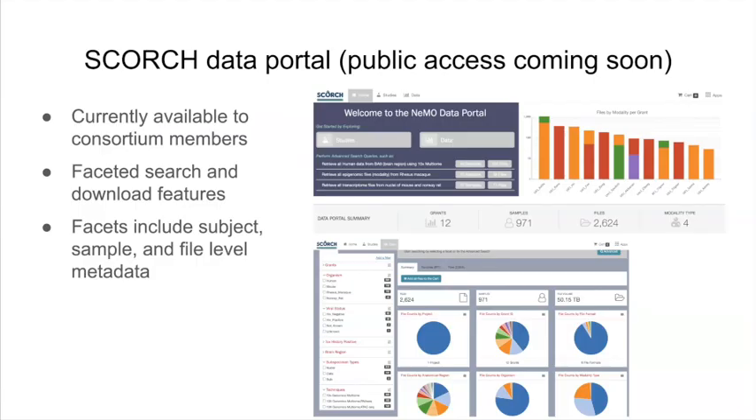Switching gears now, the other way that people can access data at NeMO Scorch is through our data portal. The data portal at the top shows a summary of the current studies that are available at the Scorch portal. Most people should have access to it, but you do need a login to access this data portal for the consortium. If not, please get in touch with Joe or one of us, and we can make sure that you have access to this portal.